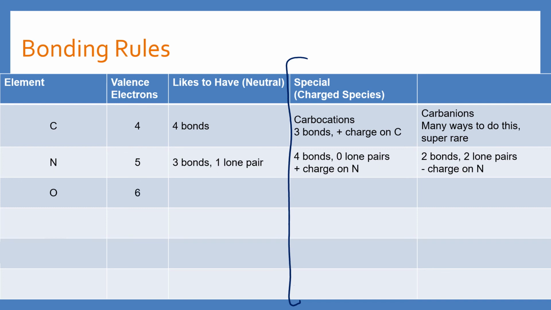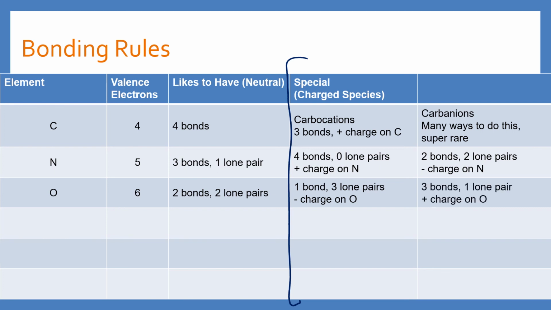Oxygen comes with 6 valence electrons. It likes to have 2 bonds and 2 lone pairs. You can also have 1 bond and 3 lone pairs. This is a species that we've seen multiple times in this slideshow. That'll give a negative charge on oxygen. If you have 3 bonds and 1 lone pair, which is pretty rare, you don't see this a lot, this is an oxonium ion, it's going to put a positive charge on oxygen. You really only see this if you've protonated something. So a good example is the hydronium ion.